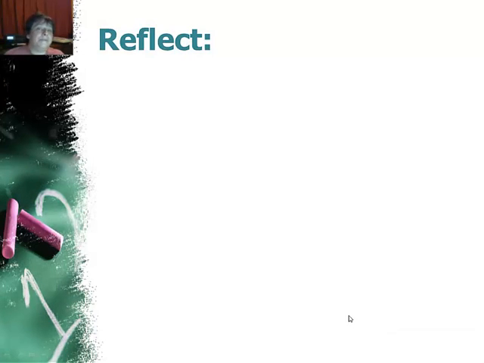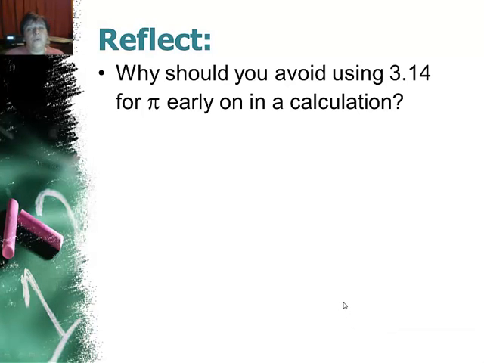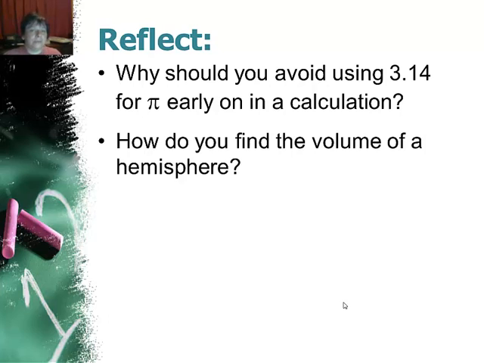So some things to reflect upon. Why should you avoid using 3.14 for pi early on in a calculation? Well, if you only do 3 significant digits, it can get kind of iffy. It's not too horrible to use 3.14, but the sooner you round, the more error you introduce.